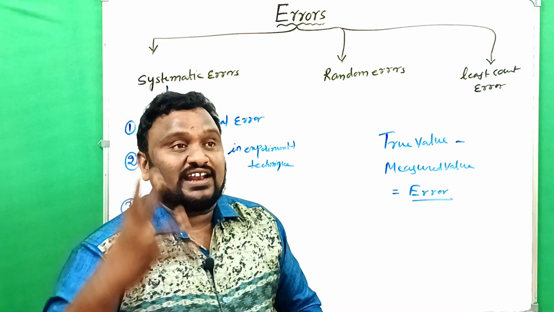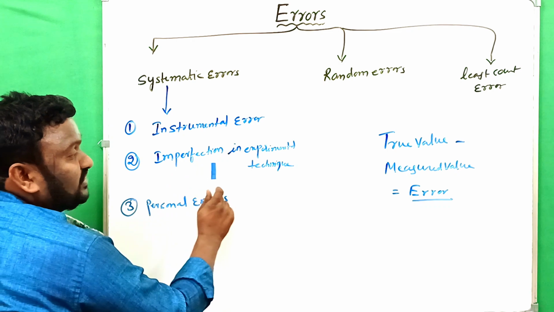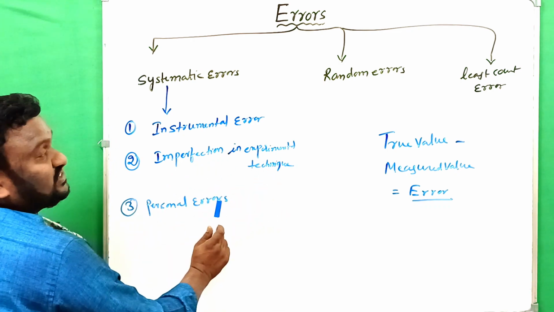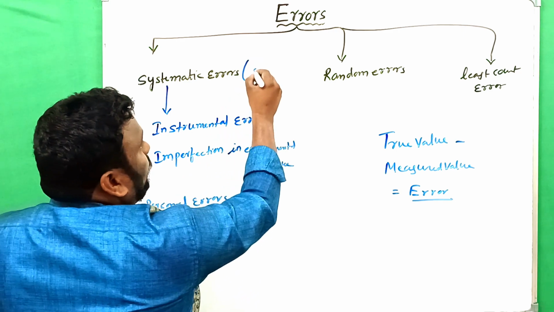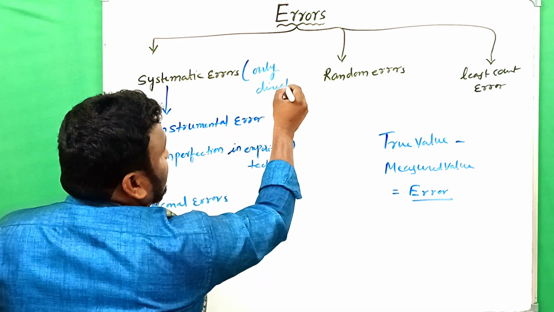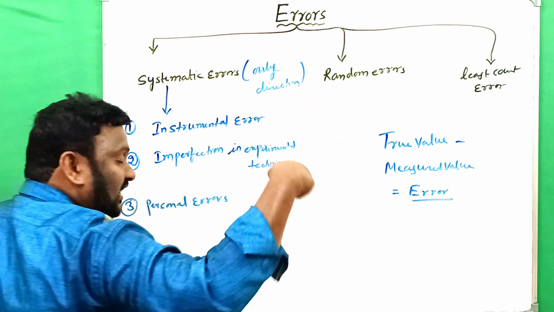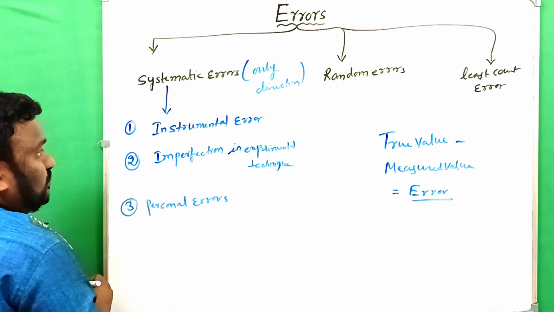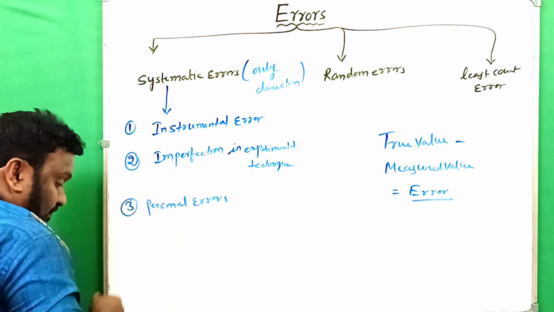Systematic errors can be classified again into instrumental error, imperfection in experimental technique and personal errors. So systematic errors means we get them in only one direction, either positive or negative, only one of these two is possible. The first one among systematic errors is instrumental error.